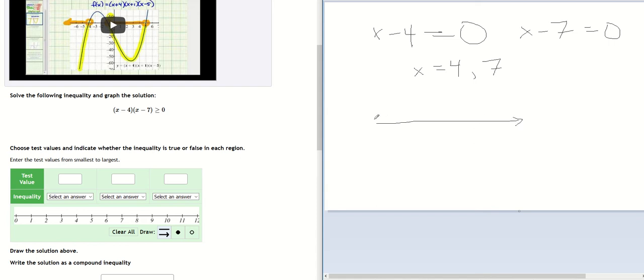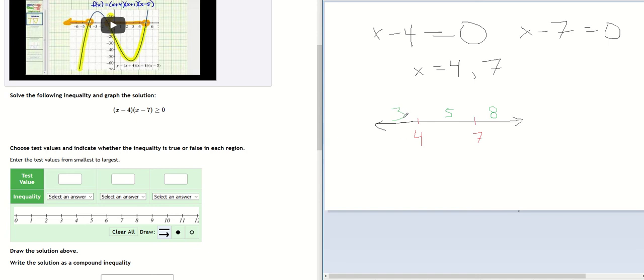So when I put my number line in here, I'm going to put in 4 right here and then 7 right here. So since I have two zeros, that means I'm going to have 3 test values. So I just need to pick anything that's over here left of 4, so I could pick something like 3, anything between 4 and 7, so let's just pick 5, and then anything above 7, so I'm going to pick 8 for my test value here.